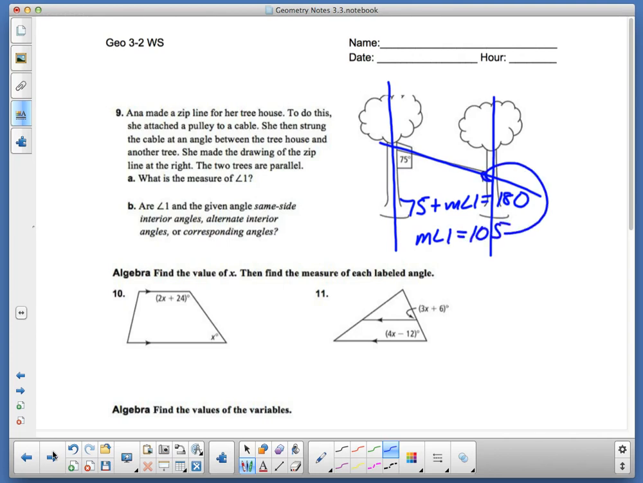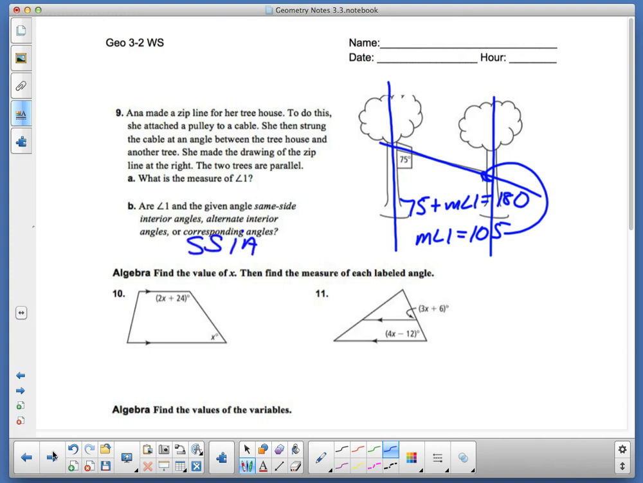So that's angle 1. Okay, so we're looking at this and we're talking about the fact that angle 1 is the same side interior, so I got 180 minus 75 is 105, and it's same side interior, so I answered both questions as I worked the problem. Okay, so they're same side interiors.